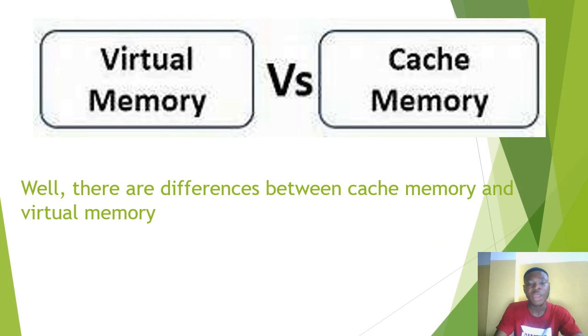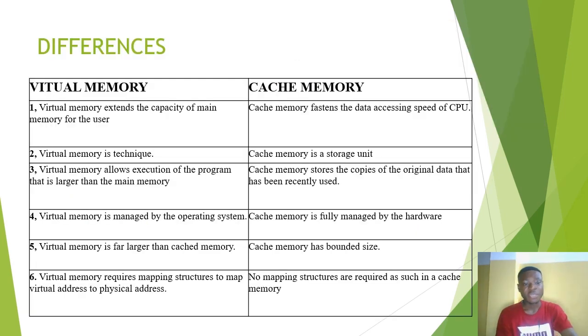Here are some differences between virtual memory and cache memory. 1. Virtual memory extends the capacity of the main memory for the user, whilst cache memory speeds up the data access of the CPU. 2. Virtual memory is a technique, whilst cache memory is a storage unit.